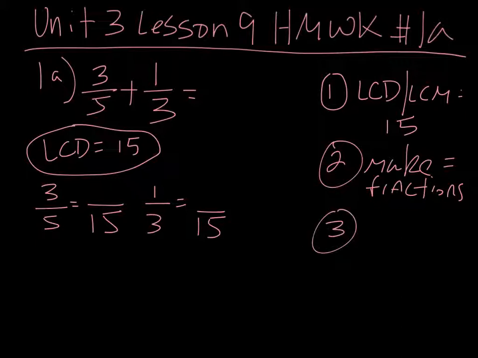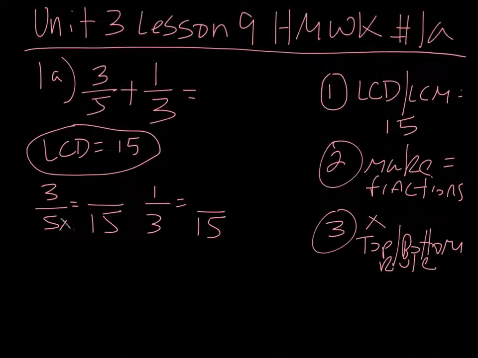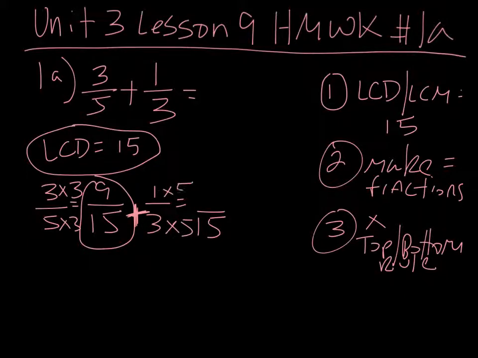Step 3 is to multiply with what we call the top-bottom rule. Whatever you do to the top, you do to the bottom, or whatever you do to the bottom, you do to the top. So 5 times 3 is 15. So you must do the same thing to the top. 3 times 3 is 9. So this is one of the fractions that's now been created. Plus, now you have 3 times 5 equals 15. So do the same thing to the top. And now you have your second equivalent fraction that you've created.